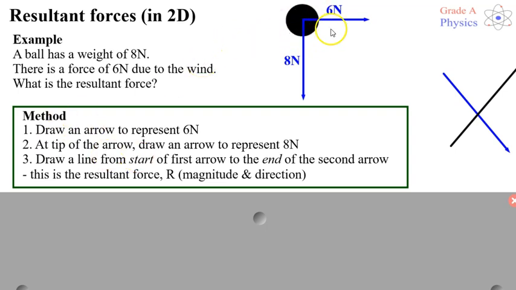So we have an object, in this case a ball. It's got a weight of 8 newtons, that's acting vertically down, and there's a force acting towards the right, caused by the wind, of 6 newtons. What is the resultant force?